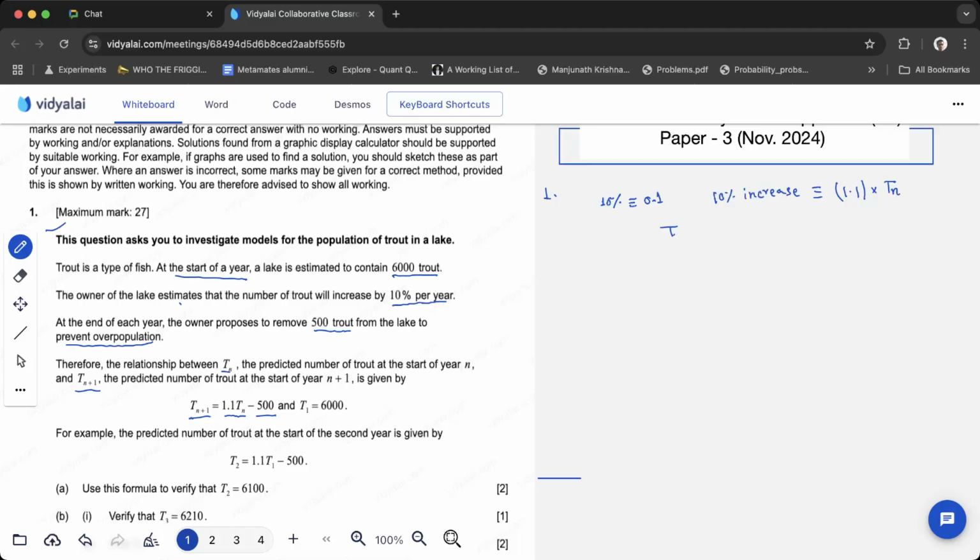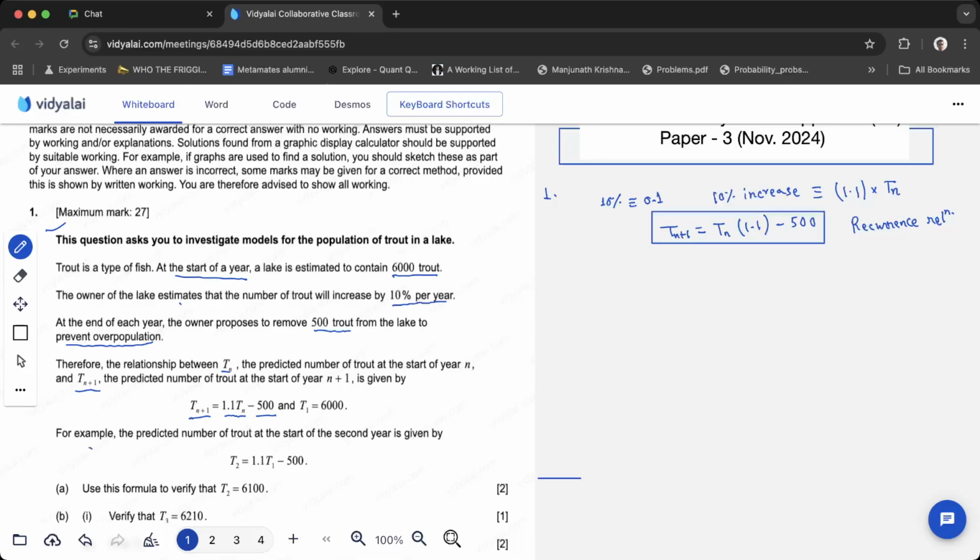This relation, where you express Tn+1 in terms of Tn, is called a recurrence relation. This is the relation that will be used for the first few parts.